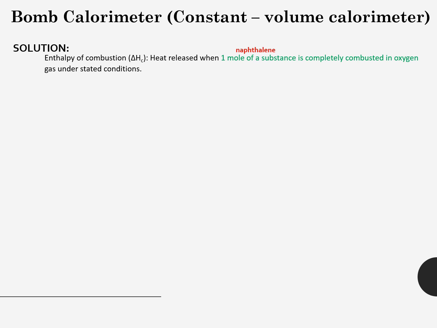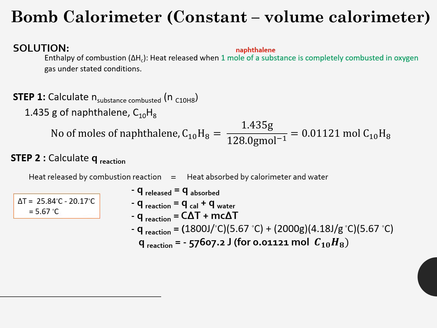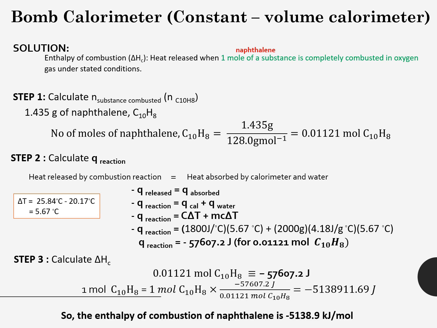So in step 1, we first calculate the number of moles of naphthalene combusted. Then, in step 2, we calculate the Q reaction, which corresponds to the heat released when 0.01121 mole of naphthalene is combusted. As discussed before, the surrounding now is water and calorimeter, so both terms must be included in the calculations. In step 3, we calculate the enthalpy of combustion by equating the 0.0121 mole of naphthalene calculated in step 1 with the Q reaction determined in step 2. Then we calculate the amount of heat released when 1 mole of naphthalene is combusted, and it is equivalent to the heat of combustion of naphthalene.